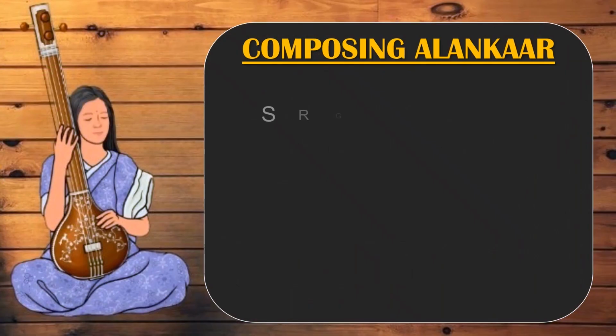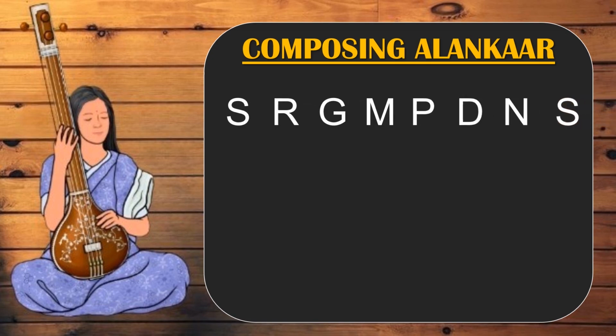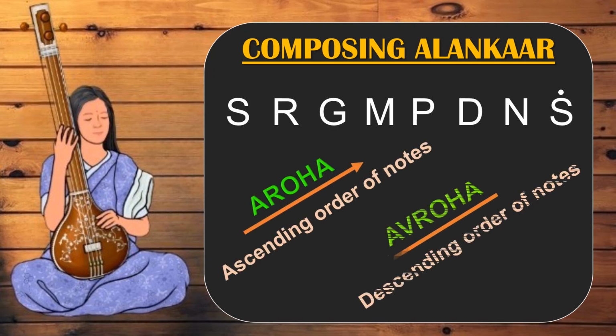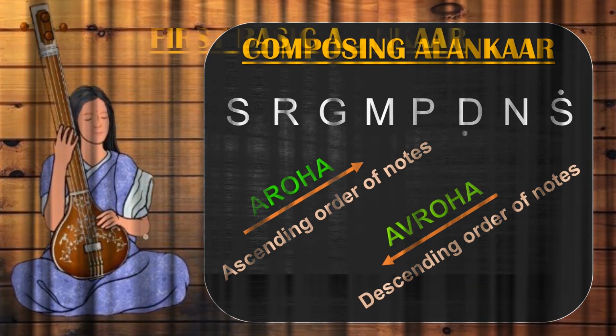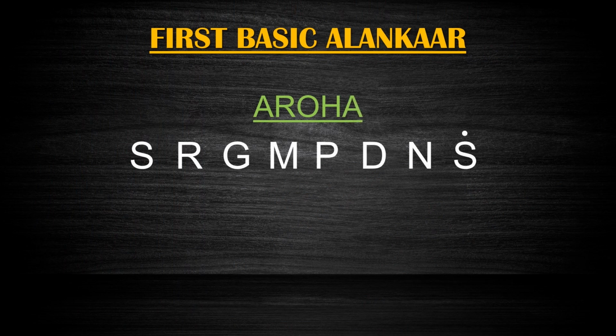We can compose many Alankars using these 8 notes: Sa, Re, Ga, Ma, Pa, Dha, Ni, Sa, and we should practice them every day. Please note that an Alankar comprises of an Aroha, also called ascending order of notes, and of an Avroha, the descending order of notes. Just like it is written on your screen. Aroha: Sa, Re, Ga, Ma, Pa, Dha, Ni, Sa and Avroha: Sa, Ni, Dha, Pa, Ma, Ga, Re, Sa.